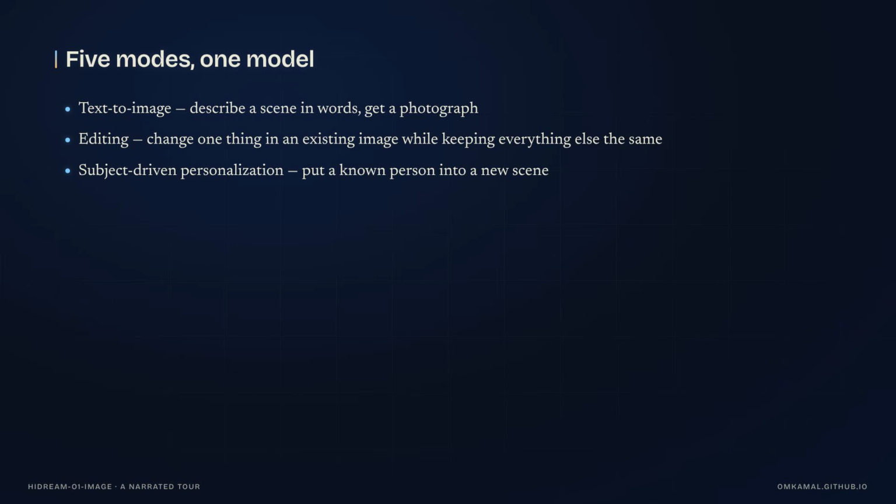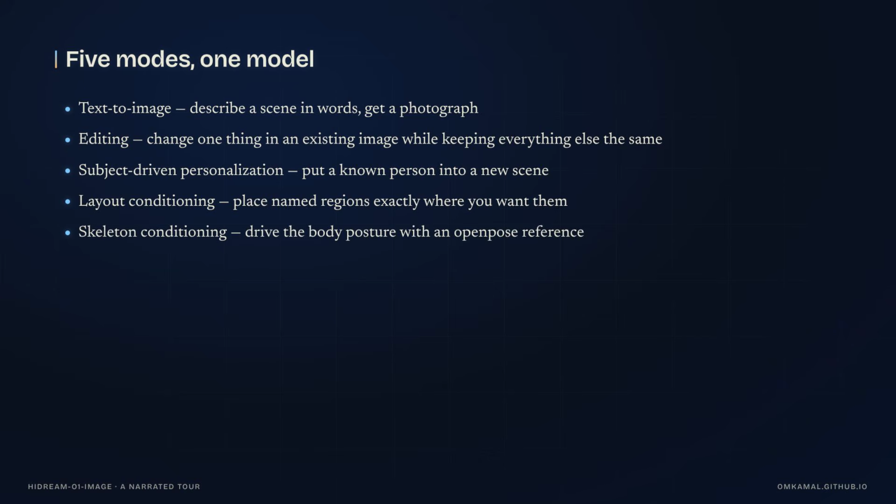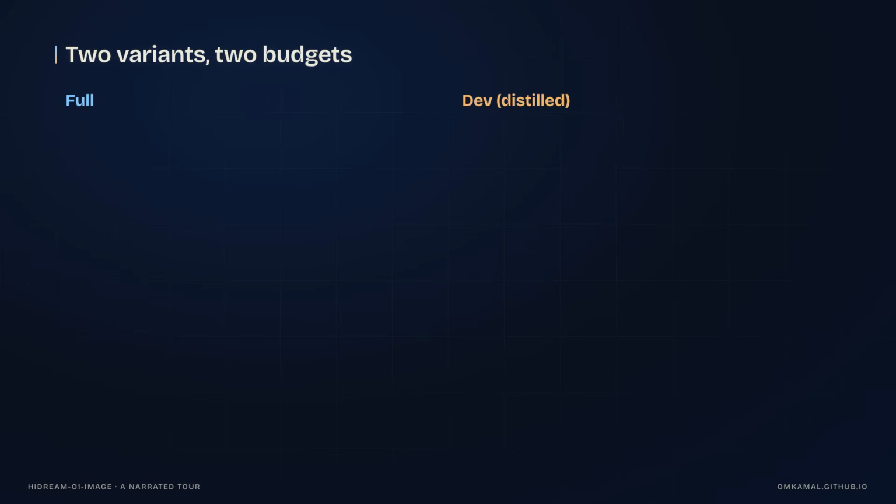Fourth, bounding box layout conditioning for precise region control. And fifth, skeleton conditioning, where a pose reference drives the body posture of the generated subject. Most diffusion models specialize in 1 or 2 of these. HiDream does all 5 natively. The open model ships in 2 flavors.